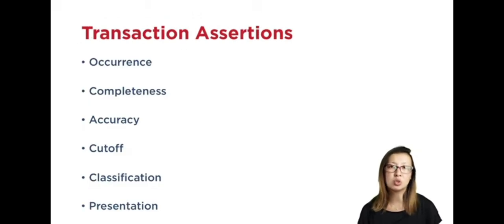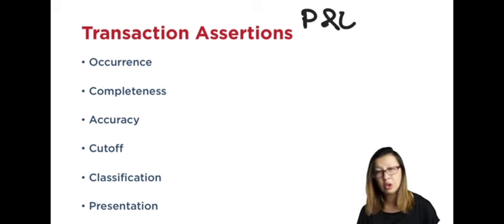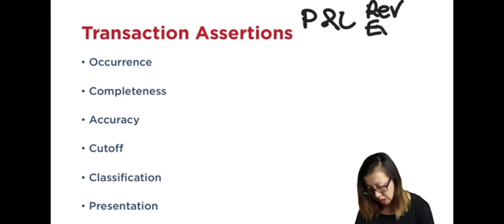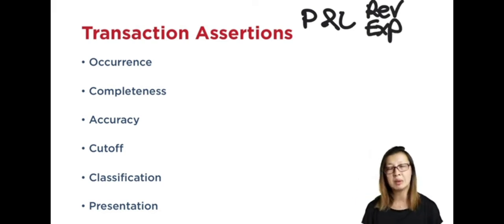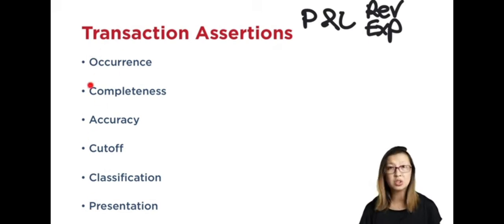Now we've got two types of assertions. We've got assertions around transactions, and think about transactions as anything for us that's really going to be on the profit and loss. So if it's on the income statement, if we're thinking about our revenues, our expenses, our dividend payments, anything that's on the income statement is going to be a transaction. So realistically, what that means is that we say that all of our transactions have to meet all of these assertions to be appropriately recorded.